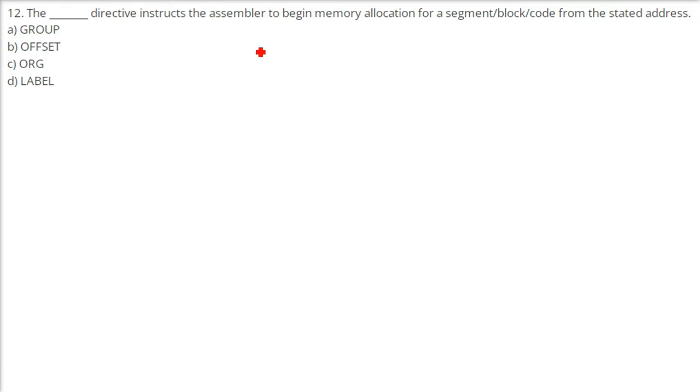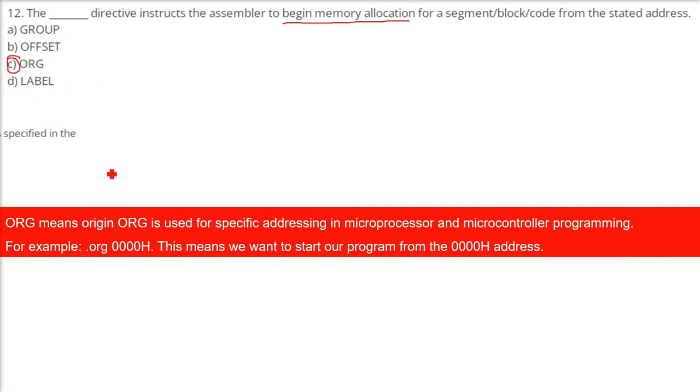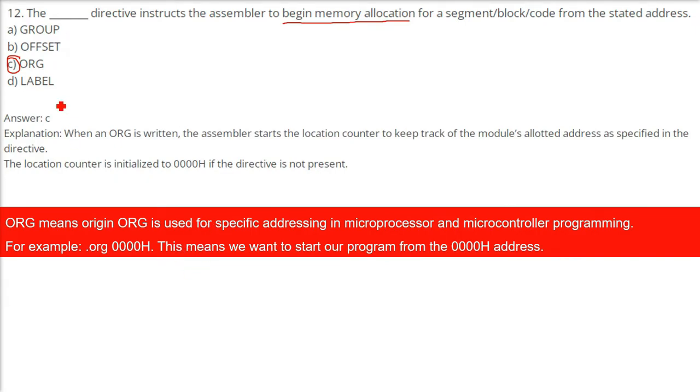The directive instructs the assembler to begin memory allocation for a segment block of code from the stated address. So in order to begin this memory allocation, ORG will do. ORG, you can say, is a short form of origin. The answer is C here. So ORG means origin. ORG is used for specific addressing in microprocessor and microcontroller programming.